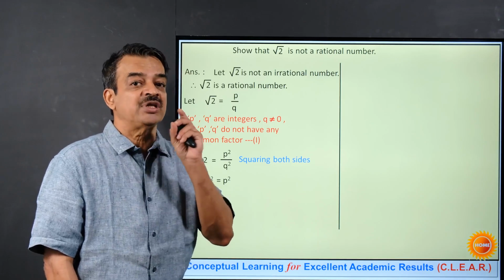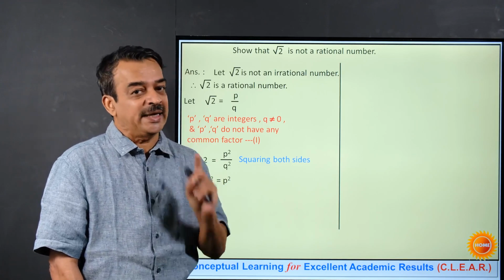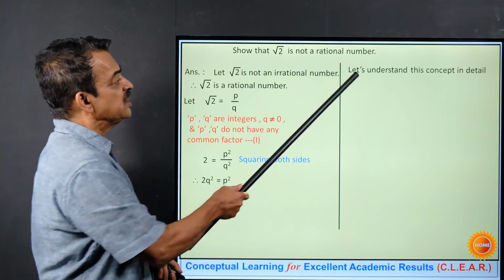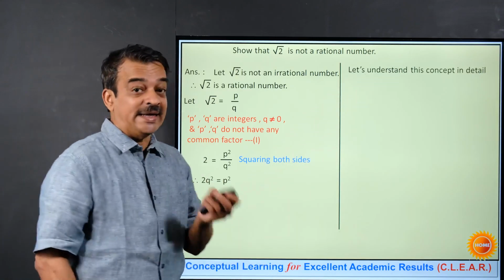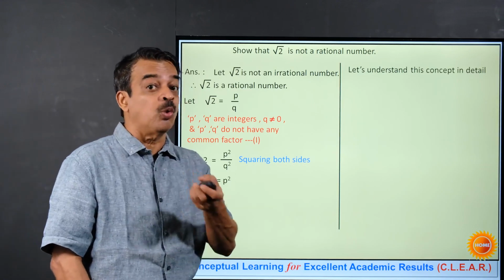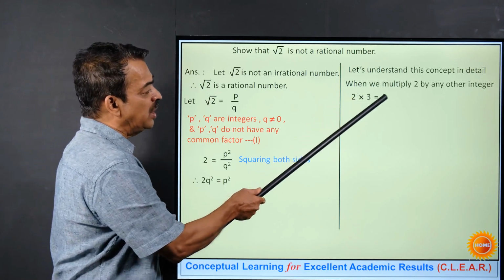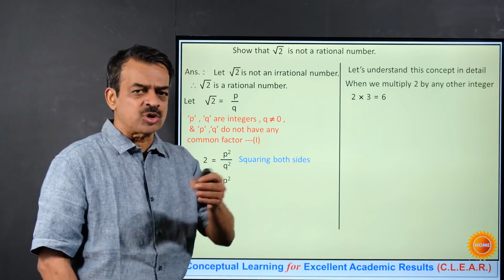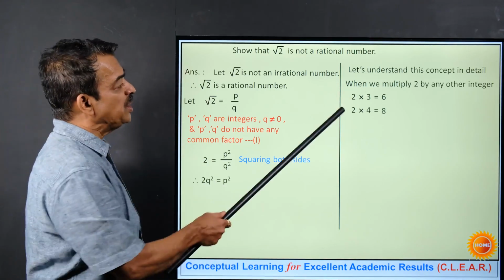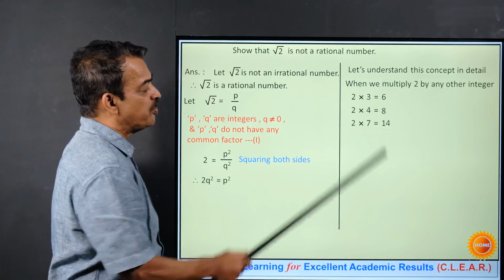Now, let us understand one important concept about what happens when you multiply an integer by 2. Okay, so let's consider this case. Let's understand the concept in detail. That is what I was discussing, that if you multiply an integer by 2, what happens? Let's take this example. If I multiply 2 by 3, I get the answer 6. Okay, so I'm going to take some examples and then we will make the conclusion. I'm multiplying 2 by 4, the product is 8. 2 by 7, the product is 14.